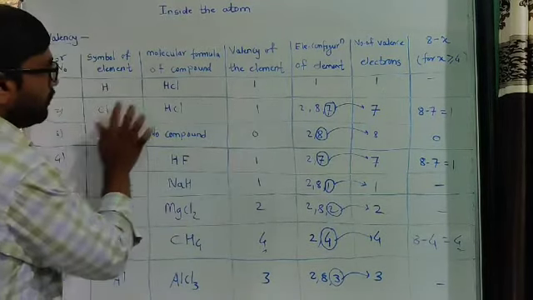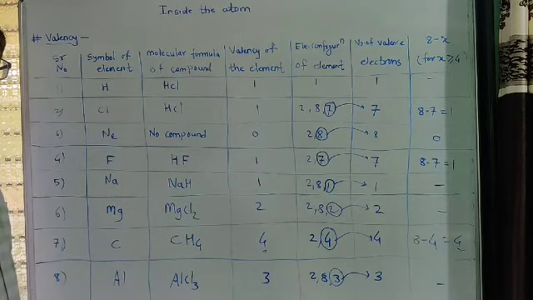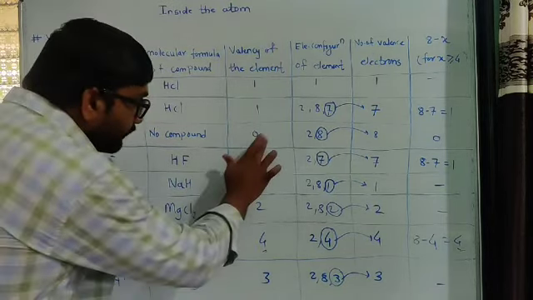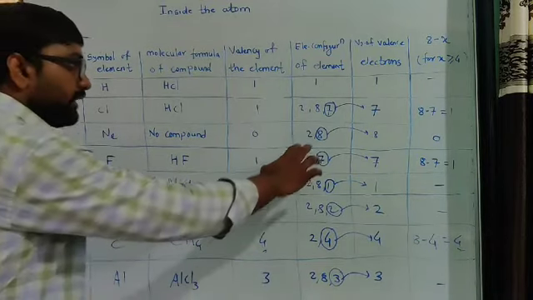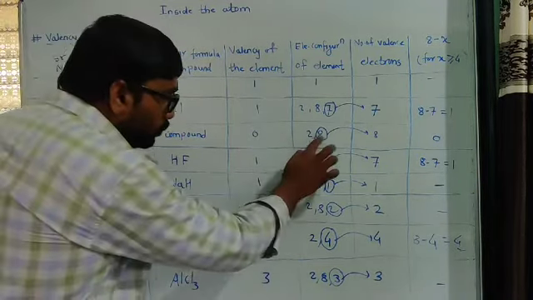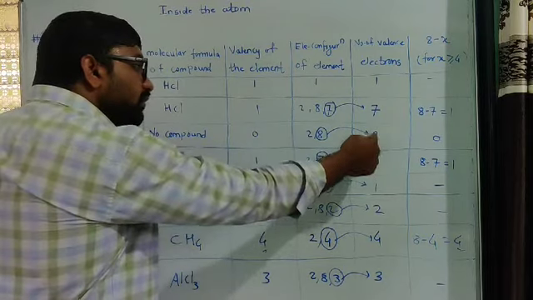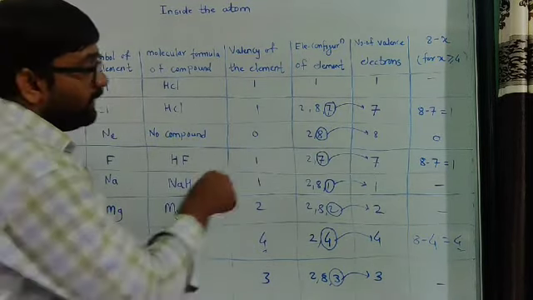Next is neon. Neon does not form any compound because its valency is 0. There are a total of 10 electrons in the neon atom, so 2, 8 is the electronic configuration of neon. The number of valence electrons is 8.